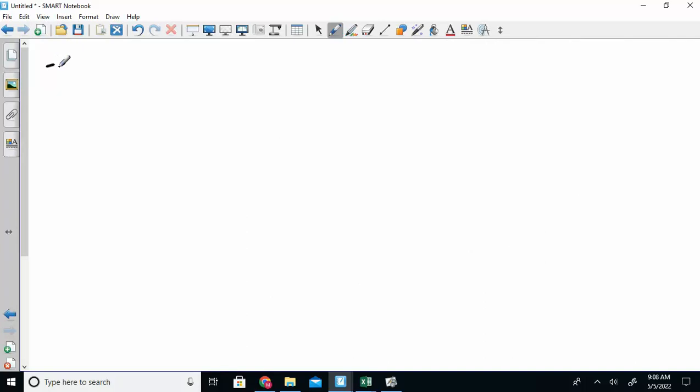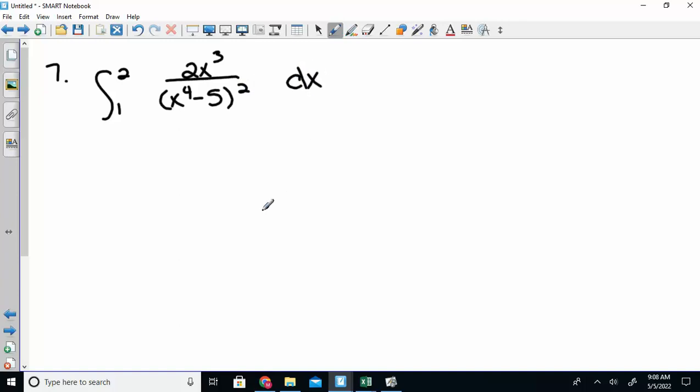Number 7. This is the problem that I had the typo on that I asked you guys to fix yesterday. So I want the denominator to be x to the 4th minus 5 squared dx. So what is my u going to be? X to the 4th minus 5. Don't make it too much. Don't do the x to the 4th minus 5 squared, just the inside part.